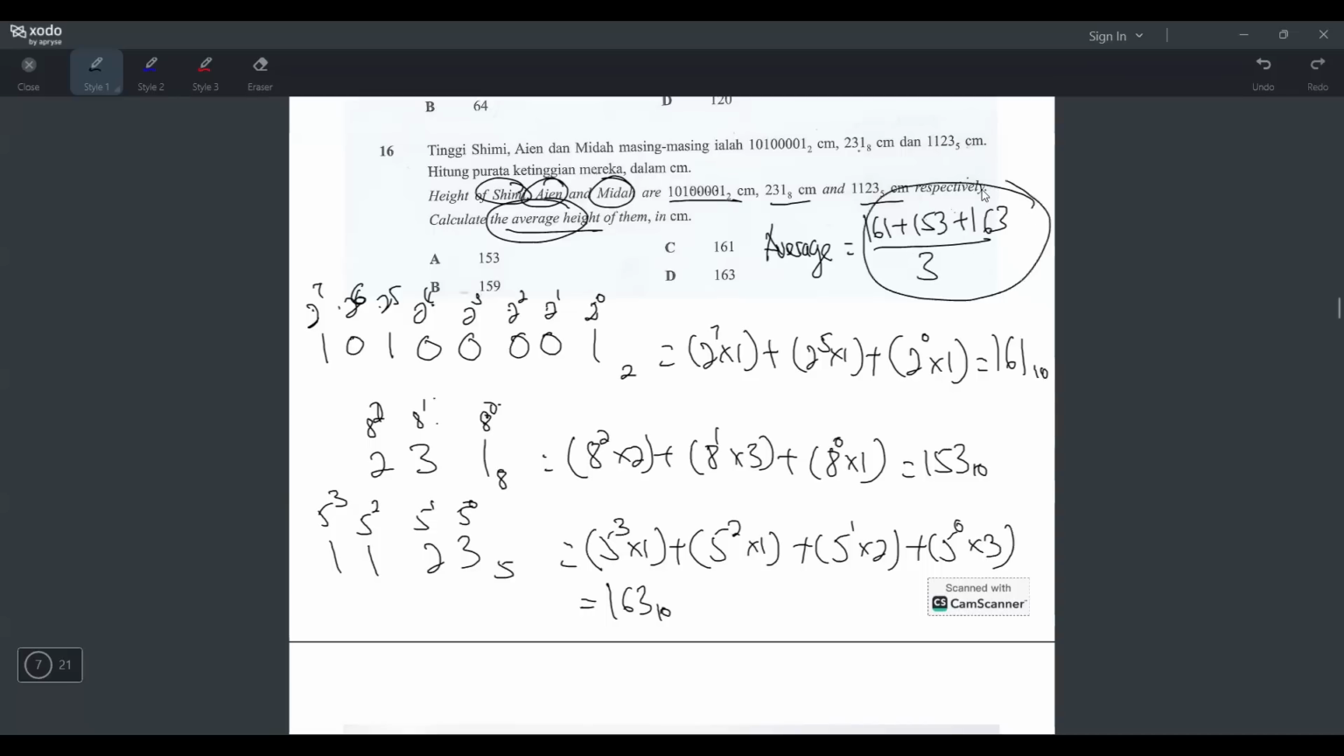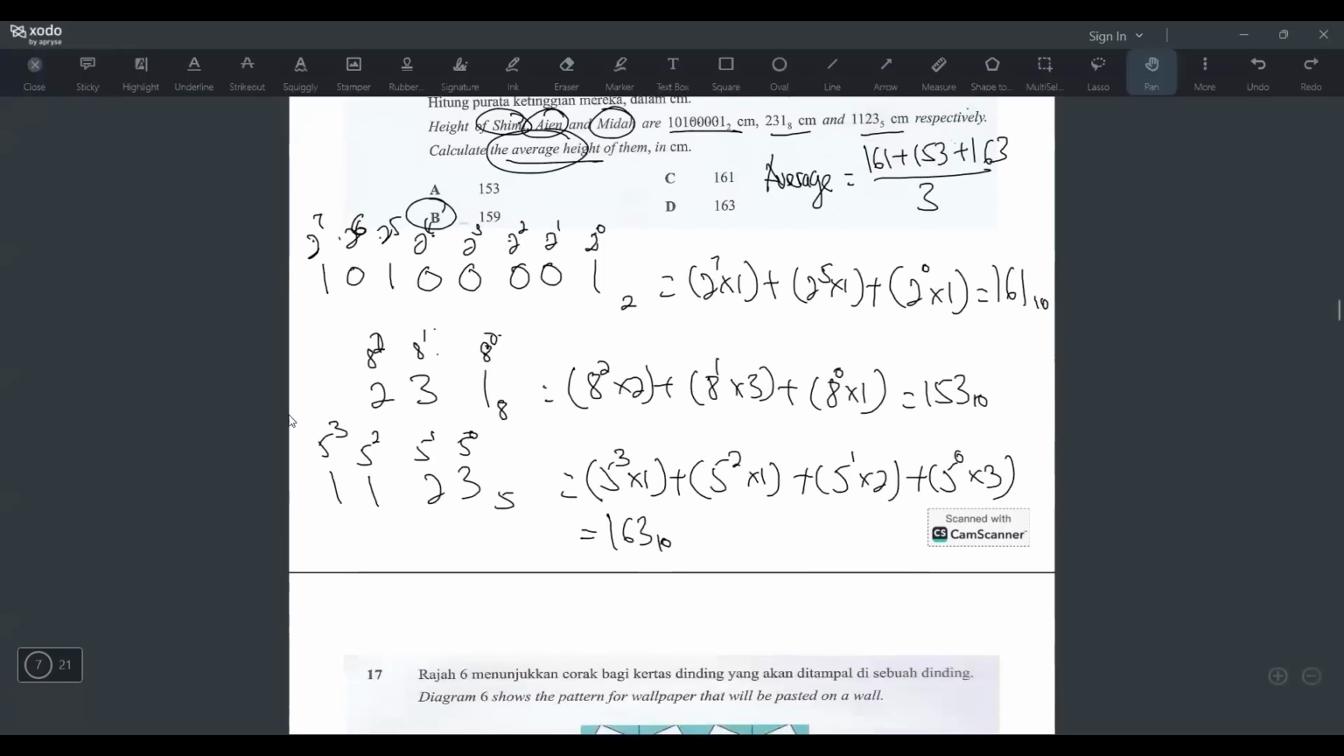Press this in your calculator. 161 plus 153 plus 163. Tapi kena equal dulu. Equal dulu baru bahagi 3. It means you kena tambah first lah. Tambah jumlah first, then baru bahagi 3. Bukan bahagi 3 baru jumlahkan. You have to jumlahkan first, then baru bahagi 3. Okay, my calculator gives me 159. So 16, the answer is B lah. Okay, that's all. Sudah siap.